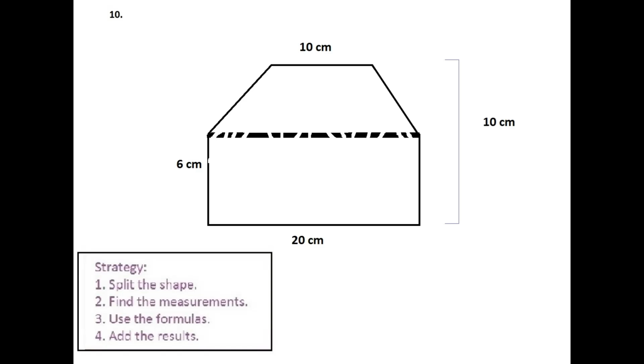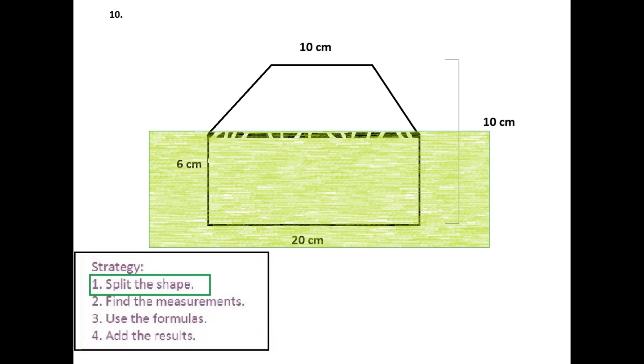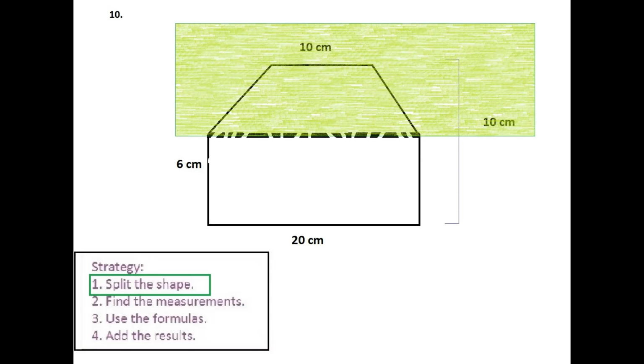With number 10, we're looking at a really irregular hexagon. It's got 6 sides on it. What do we do with it? So we're going to use the same strategy we've been using. We're going to split that shape, then we're going to find the area of the 2 individual shapes that we find. And at the bottom, I see a rectangle. At the top, I see a trapezoid. So those are the 2 shapes we're going to look at.